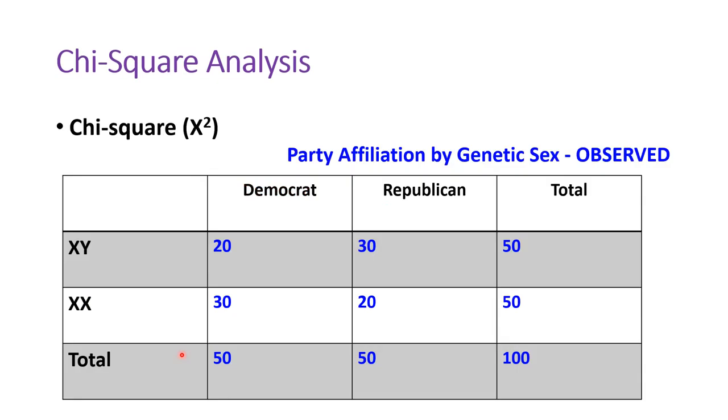So if we look at an example here, whether you identify as a Democrat or Republican and your genetic sex, XY or XX, right? And we just count. Let's say we survey 100 people, 50 of them are XY, 50 of them are XX, and we ask, do you consider yourself a Democrat or Republican? And these are the results. 20 XY said Democrat, 30 said Republican, 30 XX said Democrat, 20 said Republican. Okay? So these are our observed values.